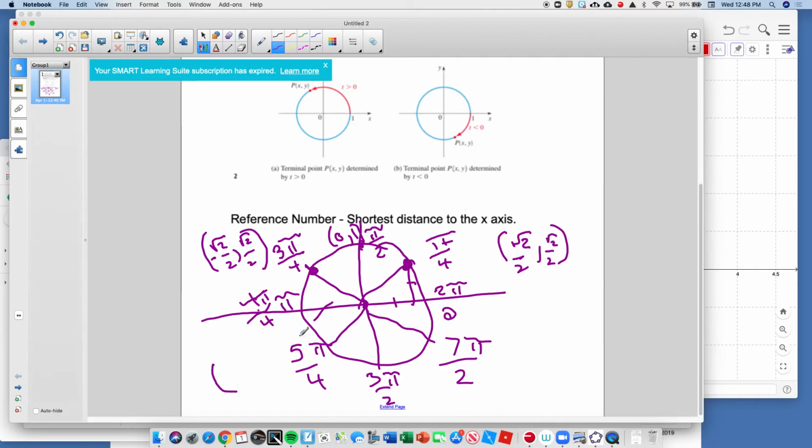So 5 pi over 4 would be the point that's in the third quadrant, so both the x and the y are going to be negative. So it's going to be negative root 2 over 2, negative root 2 over 2. Then we can go, here the coordinates of this is 0, negative 1. And then this one, because it's in the fourth quadrant, my x coordinate is going to be positive, and my y coordinate is going to be negative.